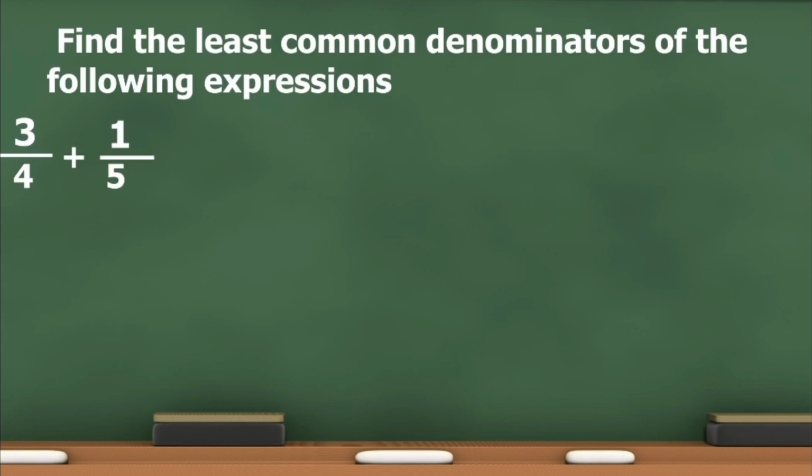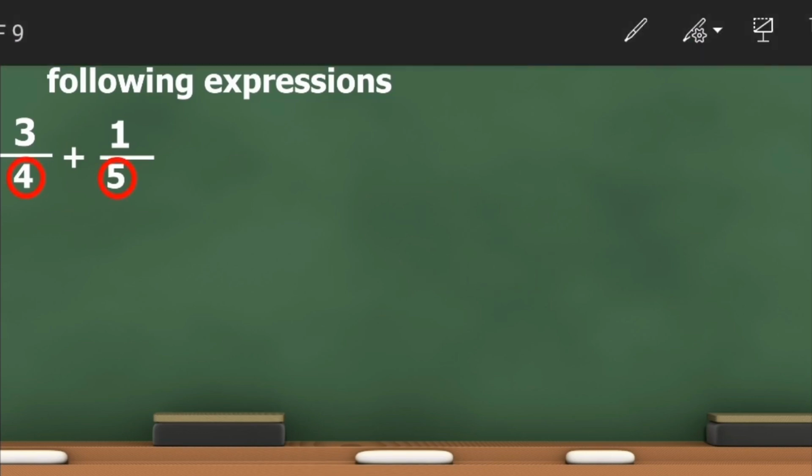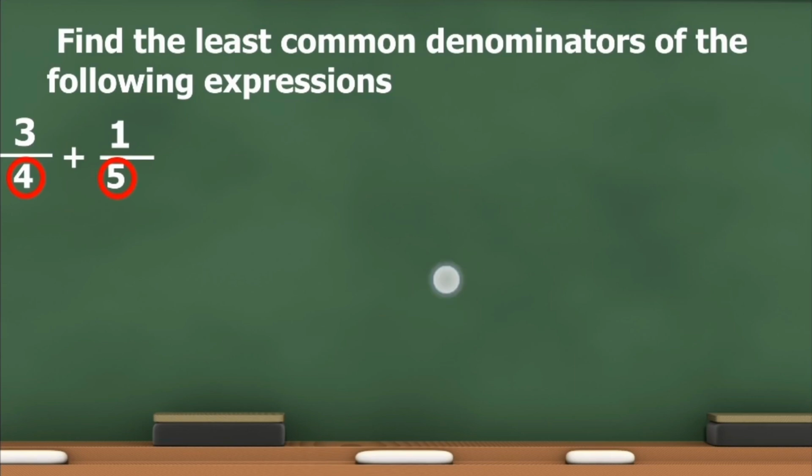At kung nakalimutan na ninyo class kung papaano kumuha ng least common denominator, ipapakita ko ulit sa inyo kung paano ito makuha. So, kunin lang natin class yung 4 and 5. Pagkatapos, mag-add lang tayo doon sa mas mababang number. So, 4 plus 4 is equal to 8. 5 plus 5 is equal to 10.